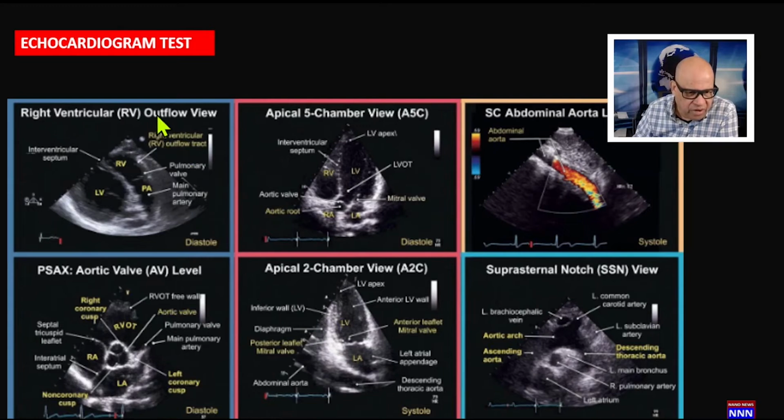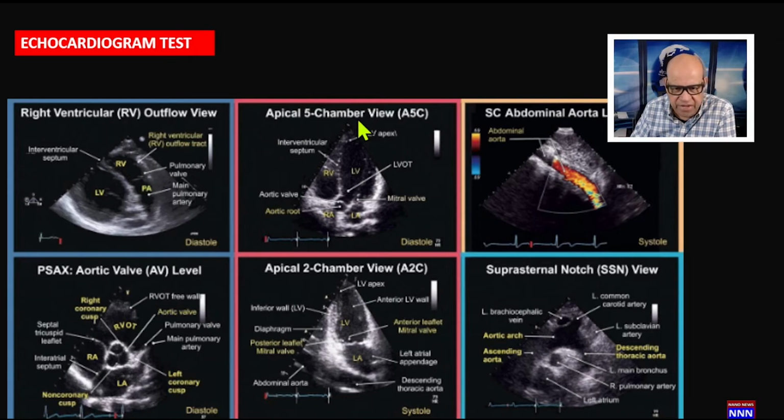Right ventricular outflow tract. Right ventricular outflow tract is where, again, the transducer is angled just a little bit towards the right side, in a parasternal long axis, where we see the right ventricular cavity, and then we see the pulmonary artery, and here is the pulmonic valve.